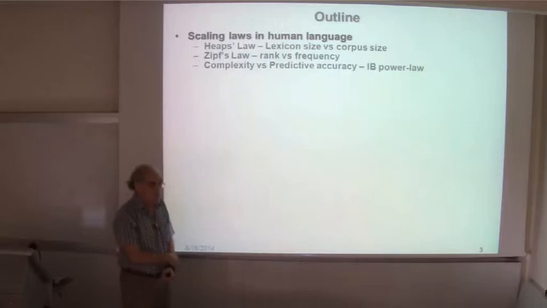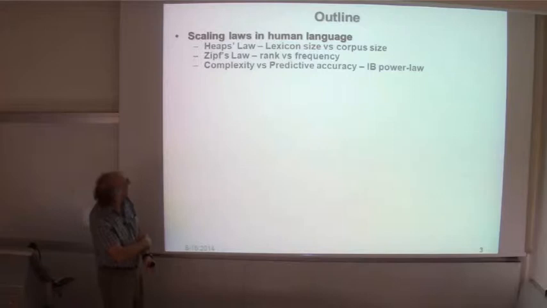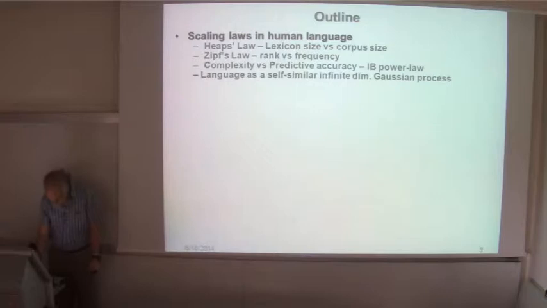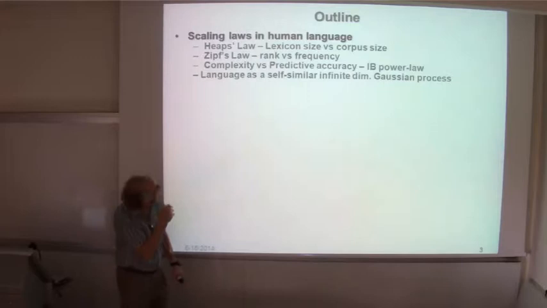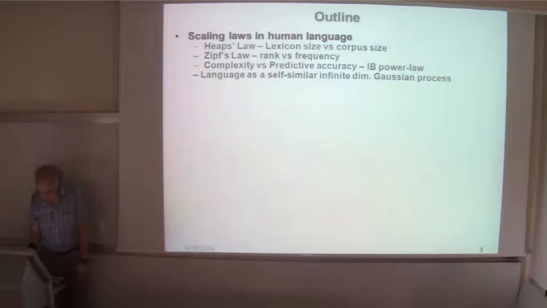And then I'm going to talk about a new scaling law, not so new, but new to the world certainly, which we discovered through the work of Noam and others about 10 or 15 years ago, which I call the IB power law of language, or the complexity versus predictive accuracy in language. And this is where our story starts. Then I will try to convince you that you can understand it through a very concrete model of Gaussian processes in infinite dimensions, which have some self-similar structure.